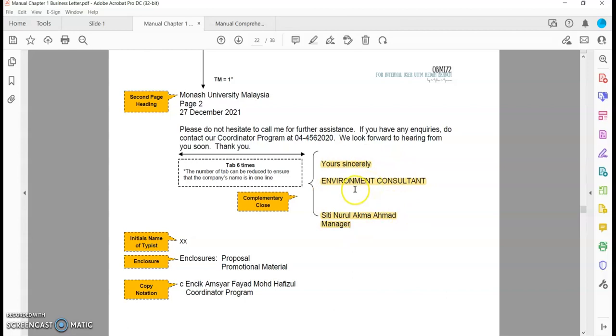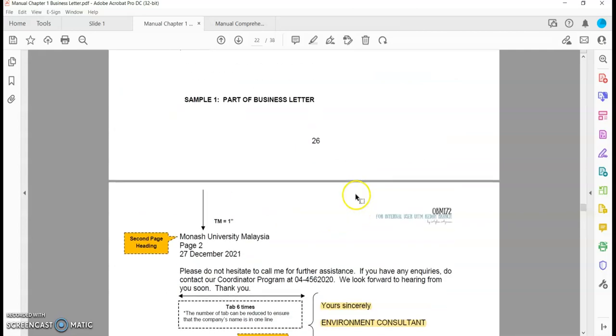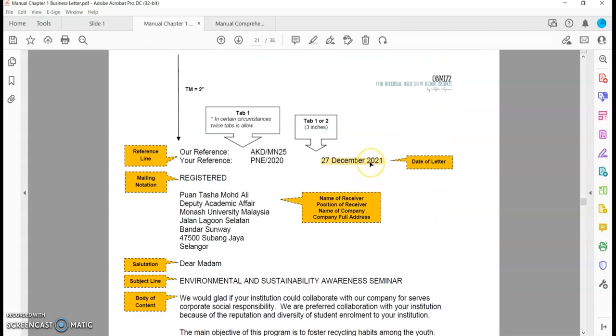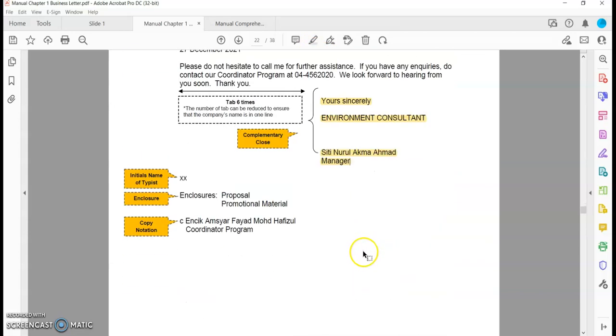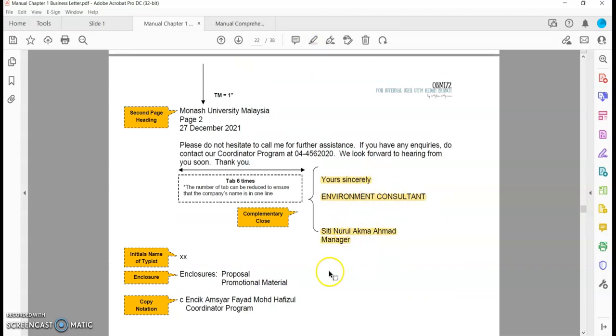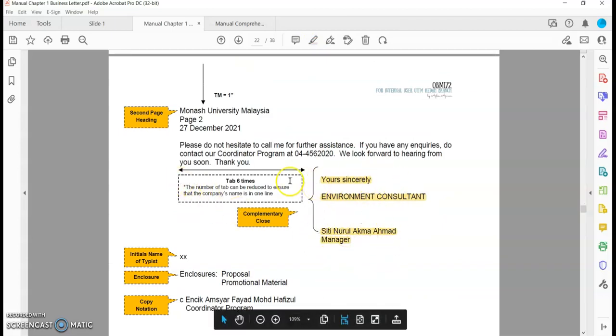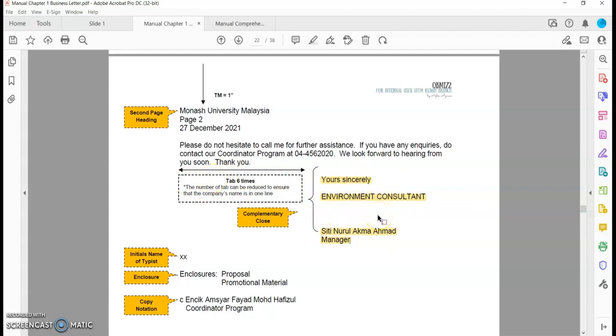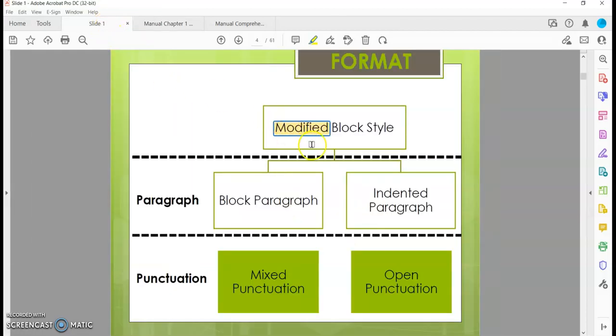If I ask you a question, what are the differences between block style and modified block style? The answer will be the complimentary close, and also the date of the letter, which is positioned on the right. The date of the letter is at 3 inches here, meanwhile the complimentary close is tabbed 6 times from the left side. That is what is meant by modified block style.